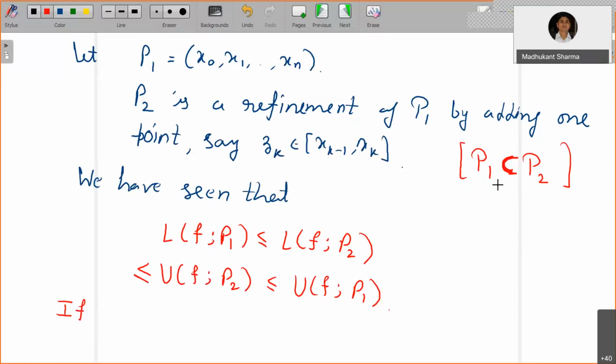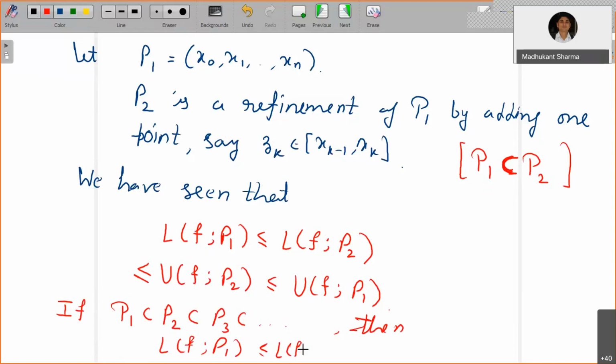I'm saying P1 with P2 means P2 is a refinement of P1. So if P1 is contained in P2, contained in P3, and so on, then the observation is that you have LFP1 is less than or equal to LFP2, less than or equal to LFP3, and so on.